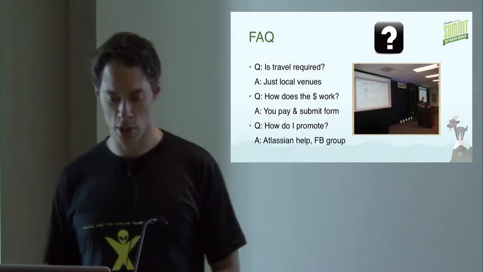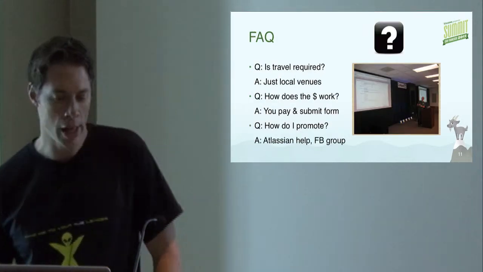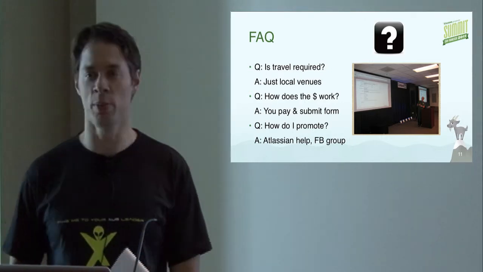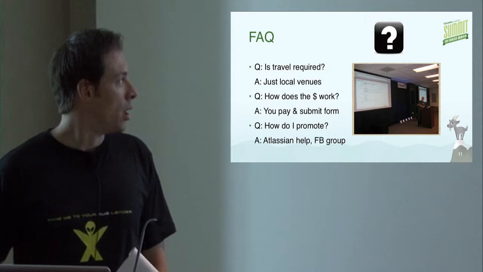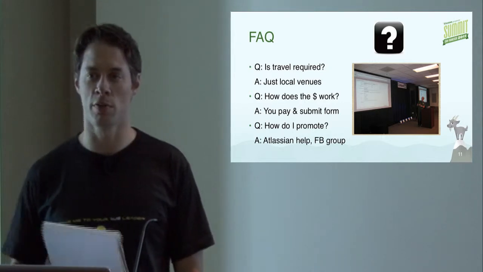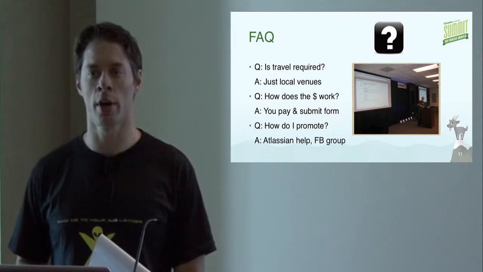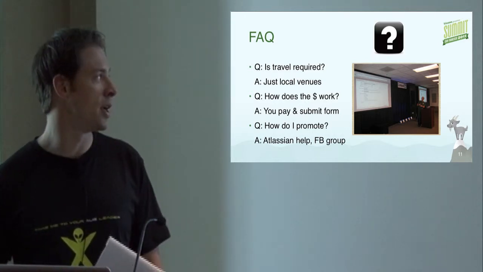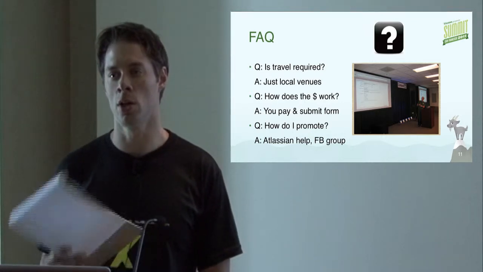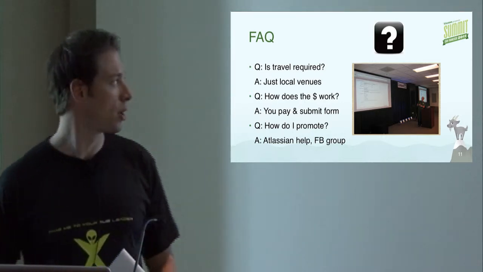Some frequently asked questions: is travel required? Just to whatever local venues you want to hold the meetings at. How does the money work? Basically, you pay in advance for whatever you need: food, drinks, any other items, and then you go to that site, submit a form, and they'll send you a reimbursement check.